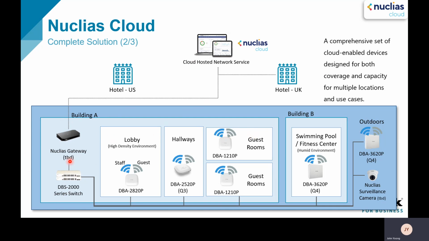For example, the Nuclias Gateway coming soon, and for our switch, it's called the DBS 2000, followed by all our APs, in individual rooms or even the lobby, swimming pool, and you will be able to see the AP status and the client's information. And not just that, we have the Nuclias surveillance camera coming soon also.